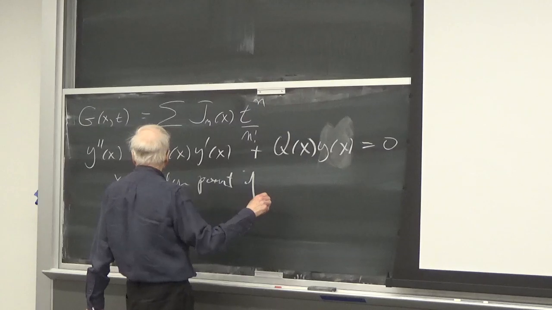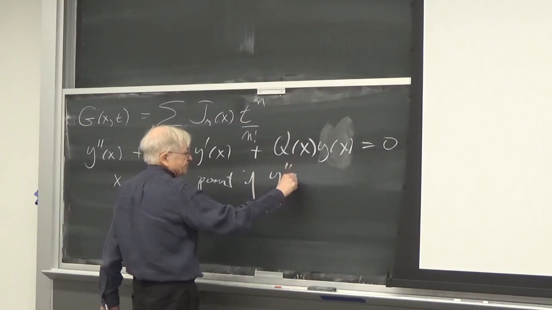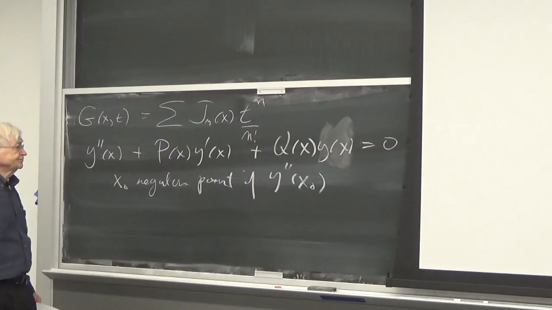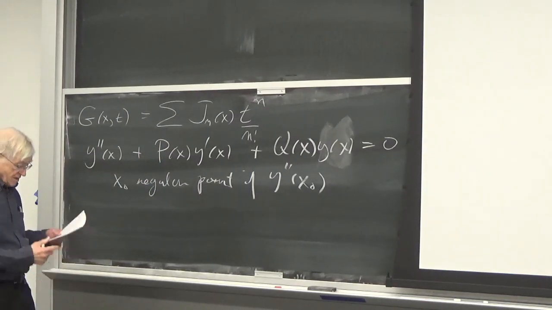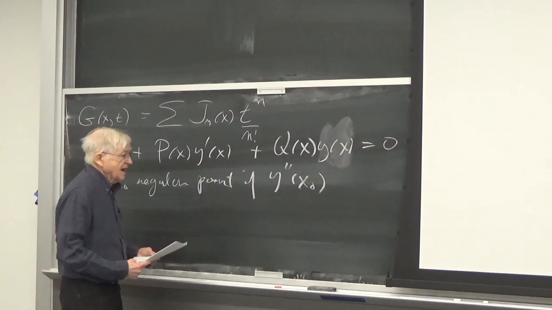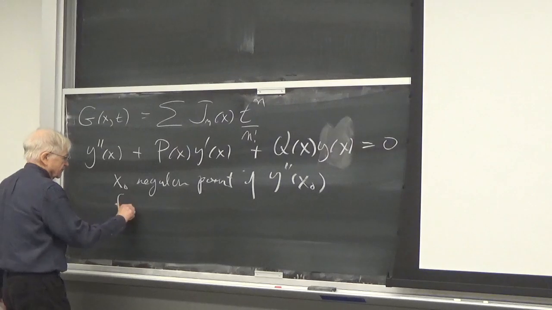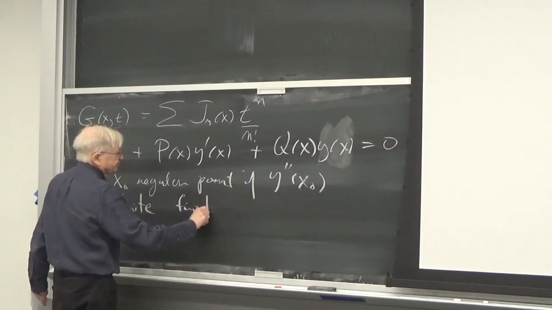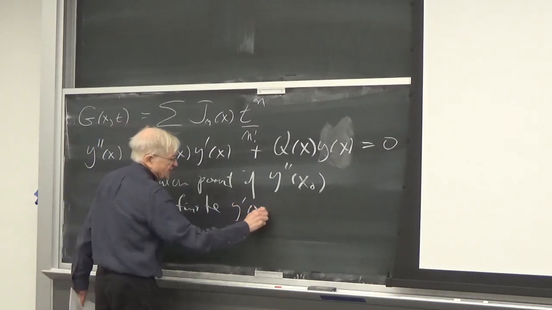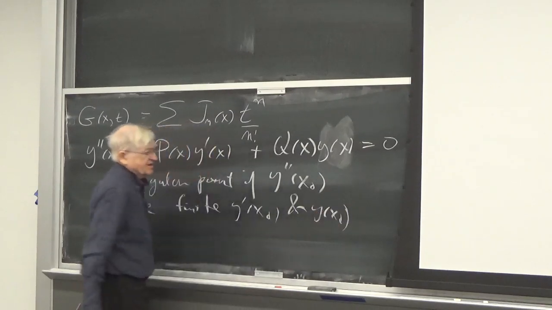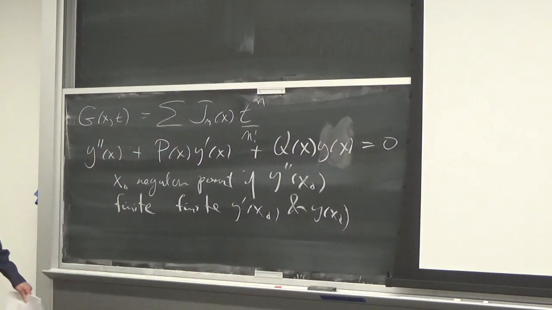If y double prime of x0 is finite for all finite y prime of x0 and y of x0, so that's the definition of a regular point. It's what you'd say is a normal point.